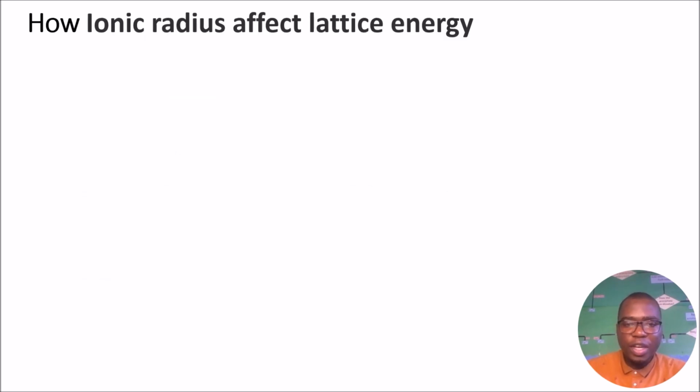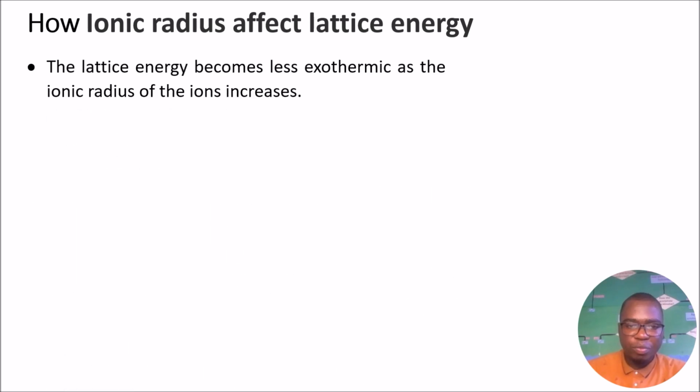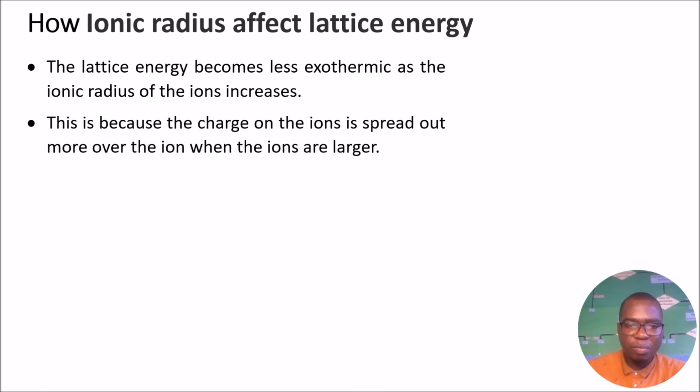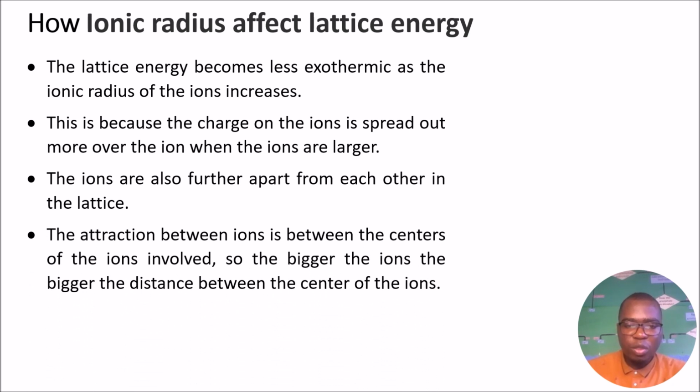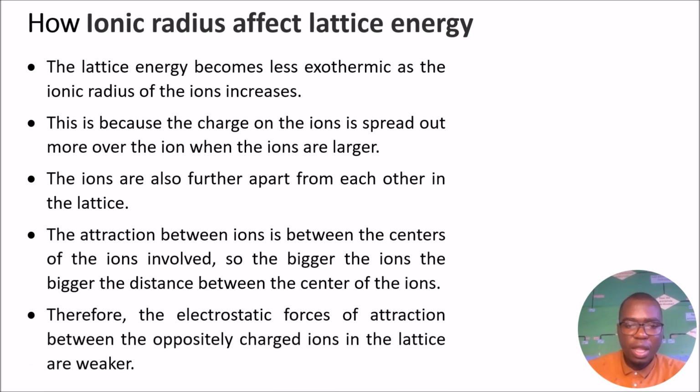How does ionic radius affect lattice energy? The lattice energy becomes less exothermic as the ionic radius of the ion increases. This is because the charge on the ion is spread out more over the ion when the ions are larger. The ions are also further apart from each other in the lattice. The attraction between the ions is between the centers of the ions involved. So the bigger the ions, the bigger the distance between the centers of the ions. Therefore, the electrostatic force of attraction between the oppositely charged ions in the lattice is weaker.